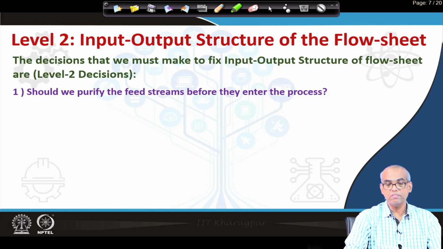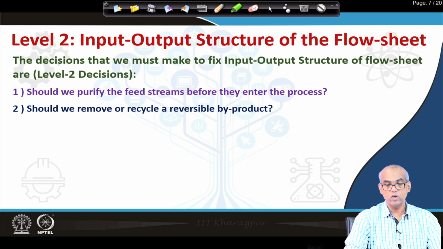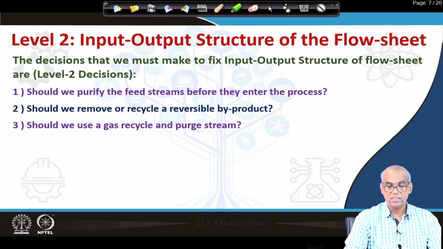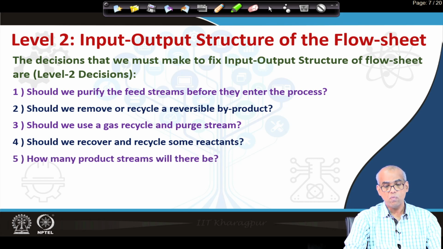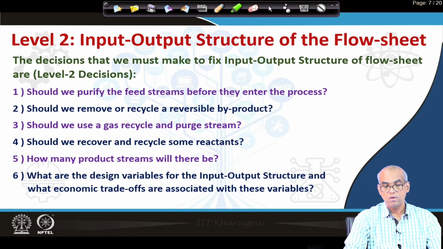First, should we purify the feed streams before they enter the process? Should we remove or recycle a reversible byproduct? Should we use a gas recycle and purge stream? Should we recover and recycle some reactants? How many product streams will there be? What are the design variables for the input output structure, and what economic trade-offs are associated with these variables? So, we need to take decisions about all these issues that we just discussed.